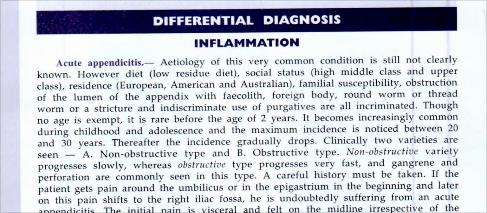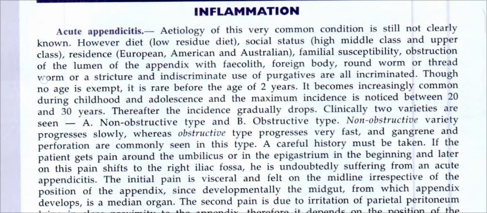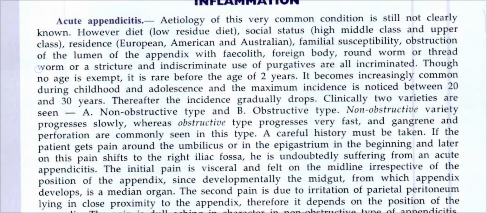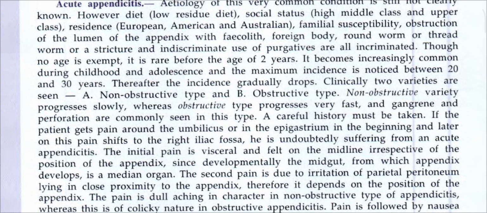It becomes increasingly common during childhood and adolescence, and maximum incidence is noted between 20 and 30 years. Thereafter, the incidence gradually drops. Clinically, two varieties are seen: a non-obstructive type and an obstructive type. The non-obstructive variety progresses slowly, whereas the obstructive type progresses very fast, and gangrene and perforation are commonly seen in this type.